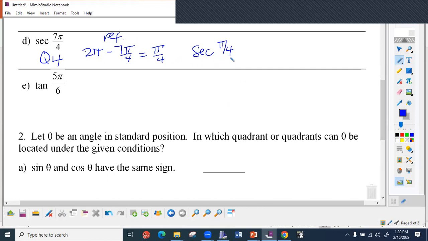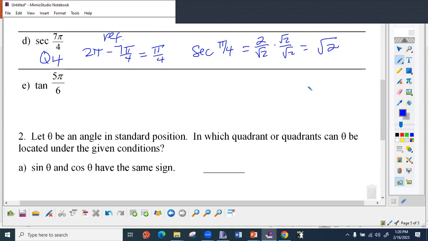So now you're looking for the secant of pi over 4. Secant is the reciprocal of cosine. So I'm taking my cosine and flipping it. What are the sine and cosine for all 45s? Square root of 2 over 2. So the reciprocal is going to be 2 over the square root of 2. Is that okay? No, so I have to rationalize. When I rationalize, all I'm left with is the square root of 2. Why is it positive? Because it's the opposite of cosine, and cosine is positive in quadrant 4.